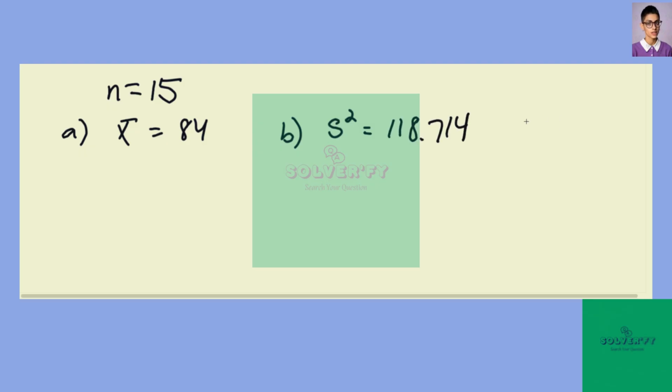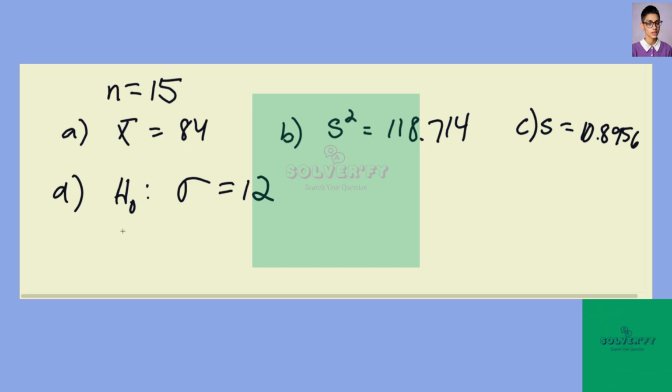So I entered those 15 values in my calculator and found that the mean satisfaction score was 84, the sample variance was 118.714, and the sample standard deviation is 10.8956. And we want to do a hypothesis test to see if we have evidence that the standard deviation is 12 or if it's different from 12. So it's a two-tailed test.